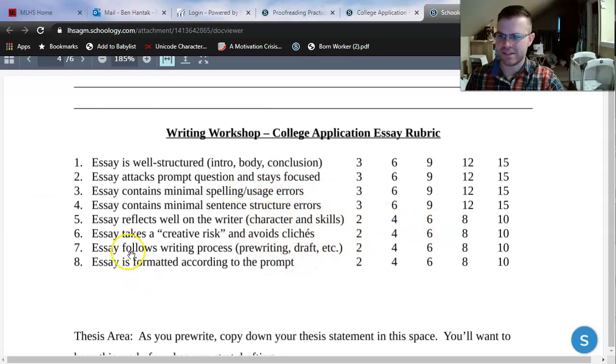Number 7, your essay follows the writing process. So I want to see you take this from pre-writing this week, through your draft next week, and through editing and publishing once we get back to school. And then number 8, have you formatted your essay according to the prompt? So do you have your MLA heading, your title, 12-point font, double-spaced, 1-inch margins, all those things?